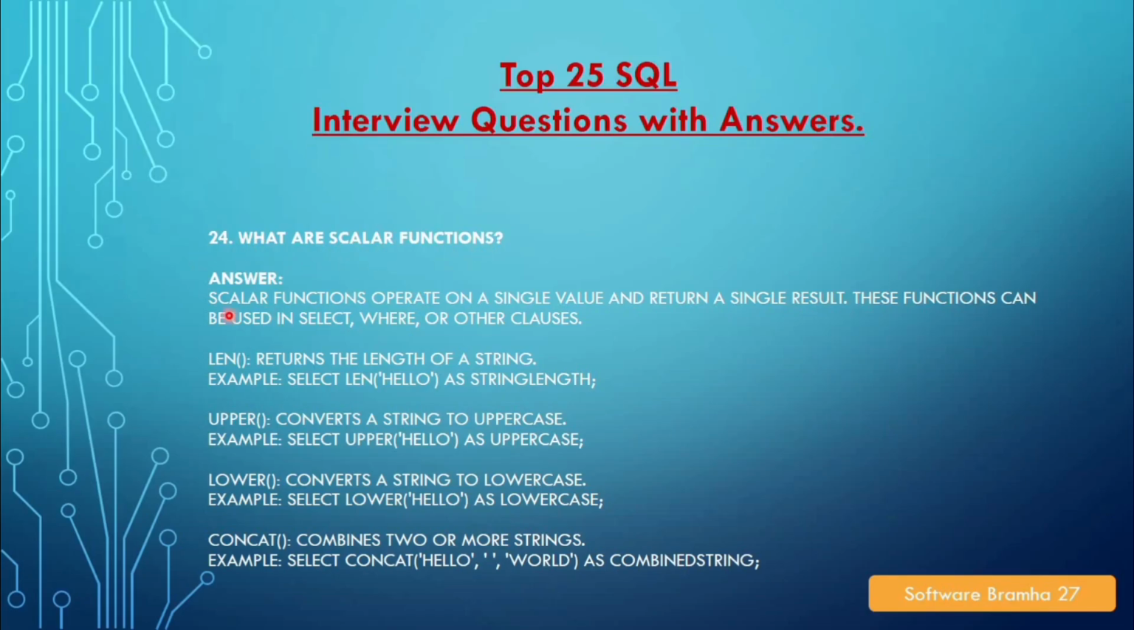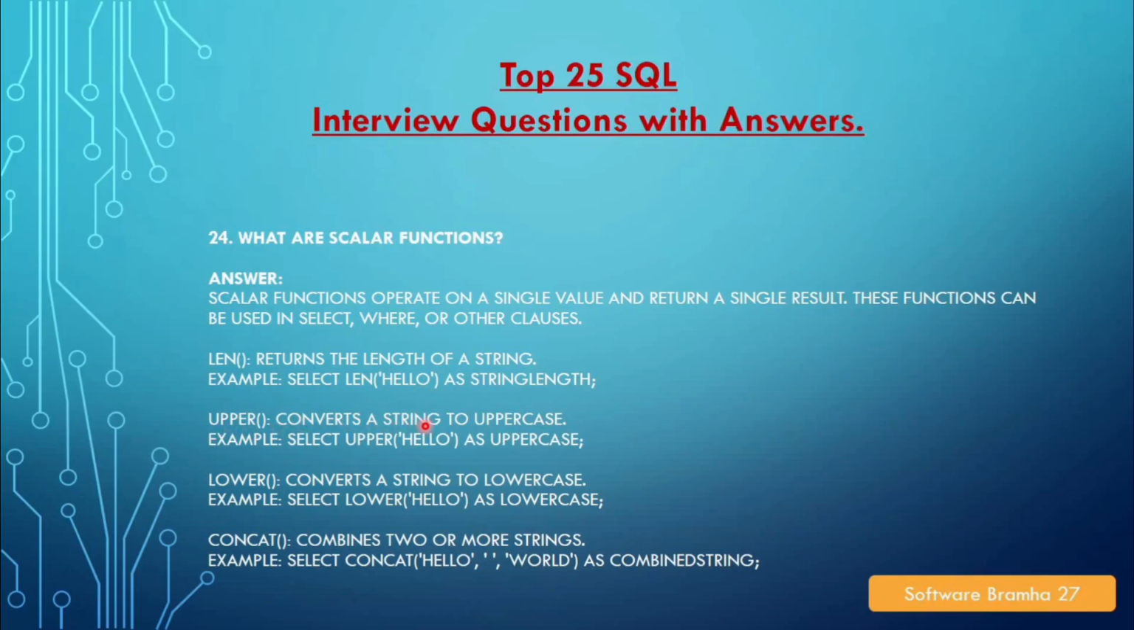What are SQL scalar functions? SQL scalar functions operate on a single value and return a single result. These functions can be used in select, where, or other clauses. One of the scalar functions is len. Returns the length of a string. Example, select len of hello as string length. Here the length of the string hello is calculated by using the len function.